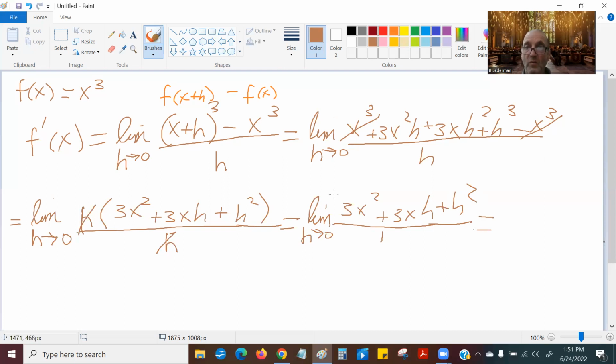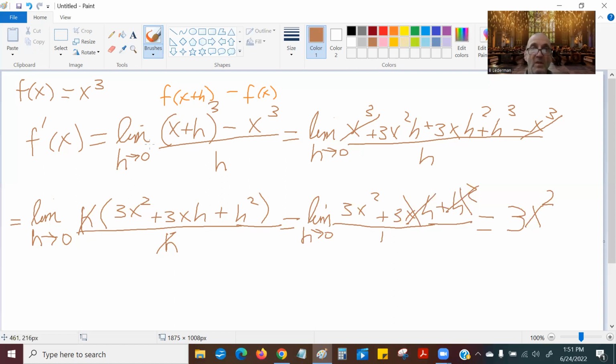Now, as we explained with limits, we finally got the limit down to a point where I can just plug in 0 for h, and I don't have any problem of 0 over 0. So if I just put in 0 for h, those terms disappear, and my final answer is 3x squared. And that is the derivative, that is f prime of x.